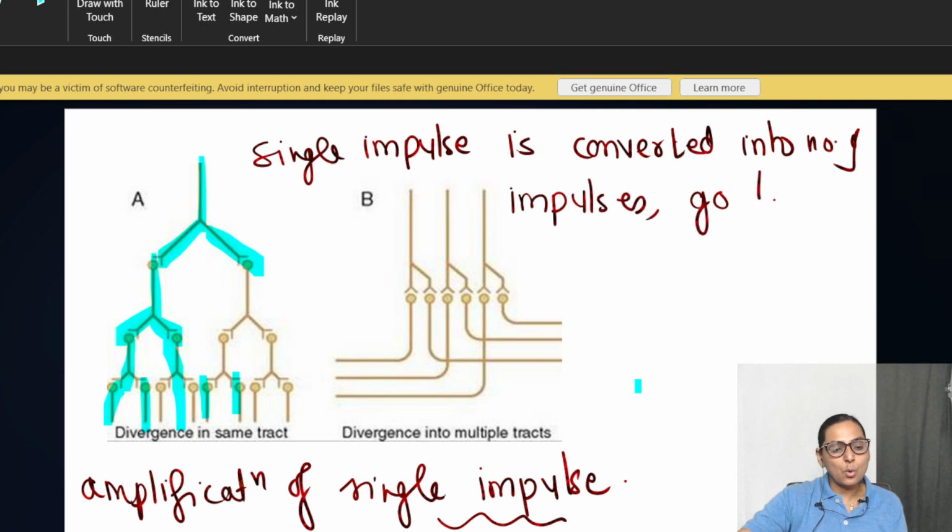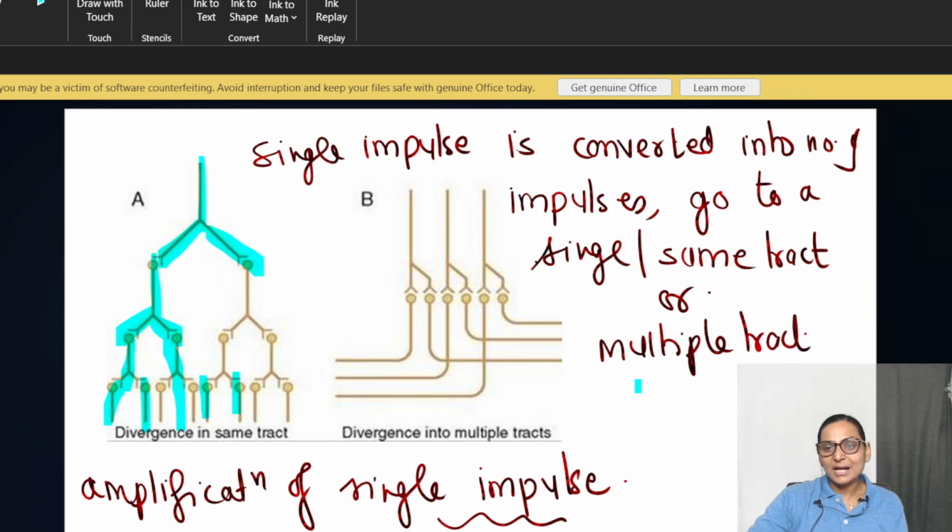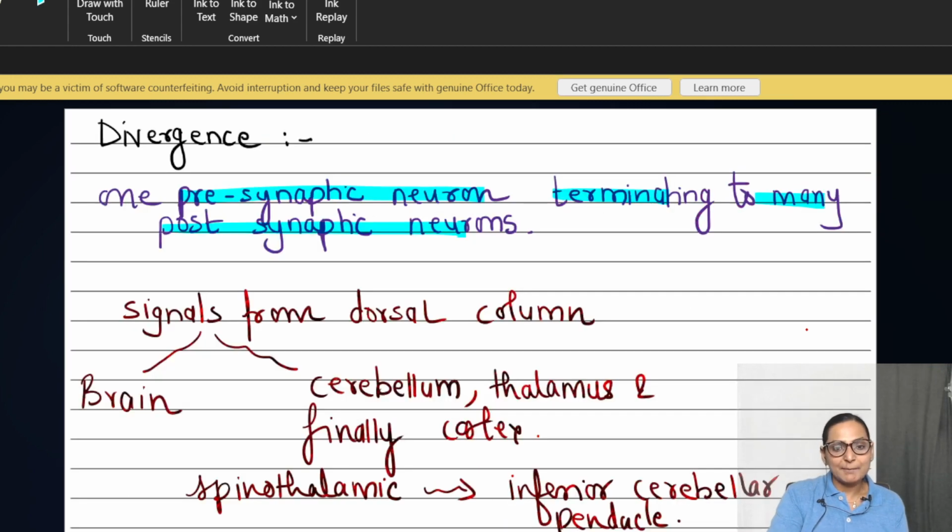They may either go into a single, that means the same tract, or they may go up into multiple tracts. So the ultimate result is amplification. One is converted into so many, right? For example, if you look at the dorsal column pathway, the sensory pathway, which you will be learning in the future lectures when we go on to the ascending and descending tracts.